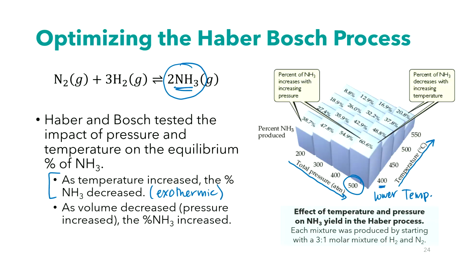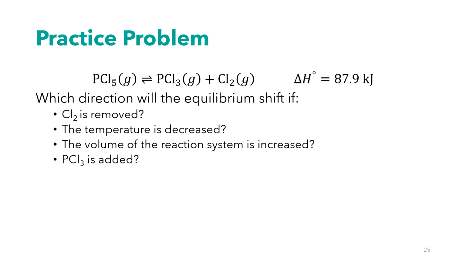All right? So take a beat. I want you to look at this reaction. I've given you the delta H that tells you if it's endo or exothermic. Assess which direction the reaction goes based on these 4 disturbances.